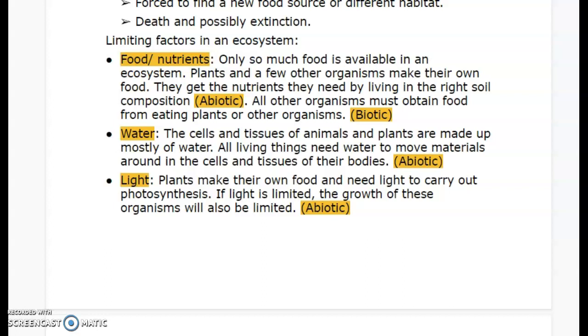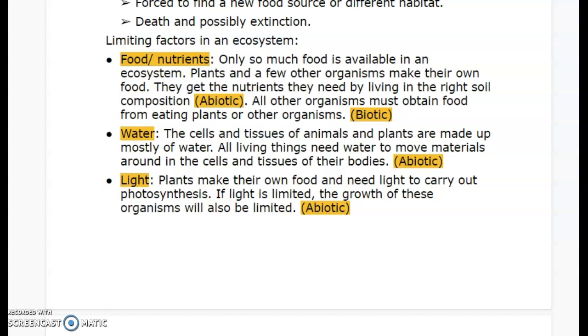Limiting factors in an ecosystem. Food or nutrients. Only so much food is available in an ecosystem. Plants and a few other organisms make their own food. They get the nutrients they need by living in the right soil composition, which is an abiotic factor. All other organisms must obtain food from eating plants or other organisms, biotic factors.